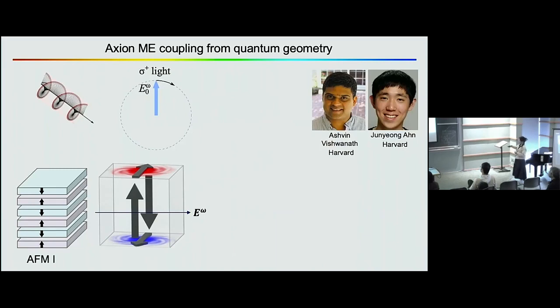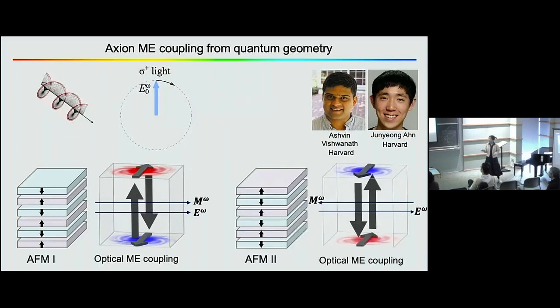And essentially, it's a circulating current. And the circulating current will generate a magnetic field. And that is the optical magnetoelectric coupling. And for the opposite AFM configurations, you have the opposite Berry curvature between the top and bottom, opposite configurations of the Berry curvature, and you have the opposite magnetization generated.